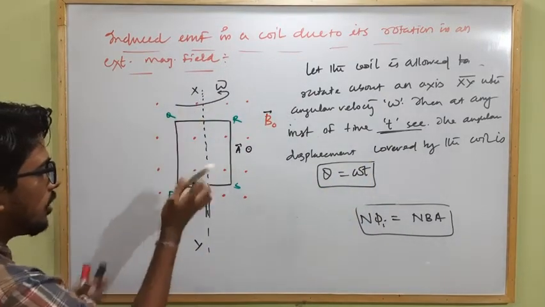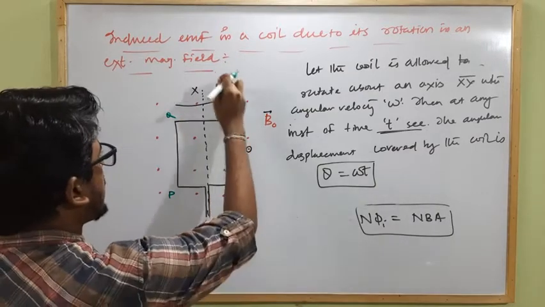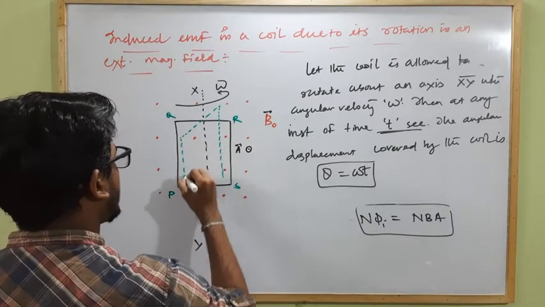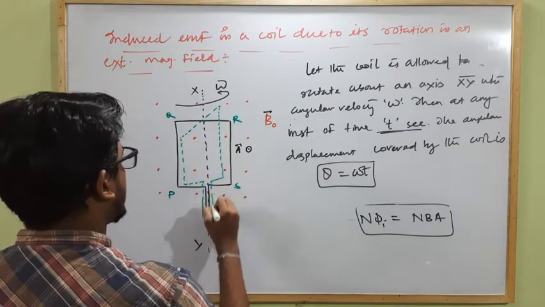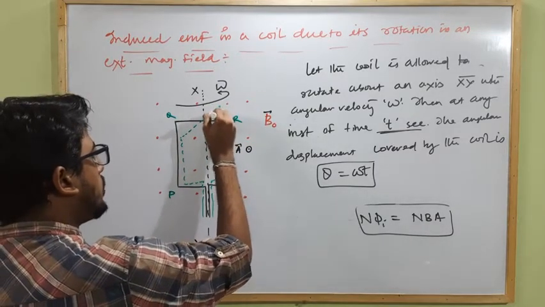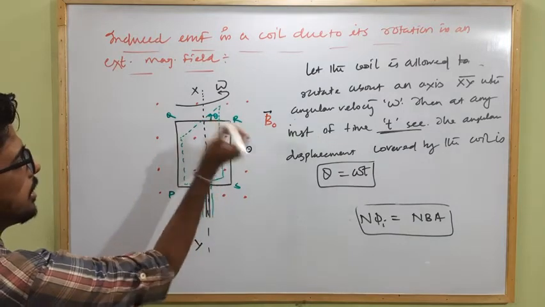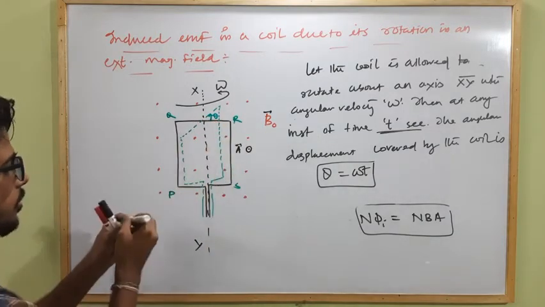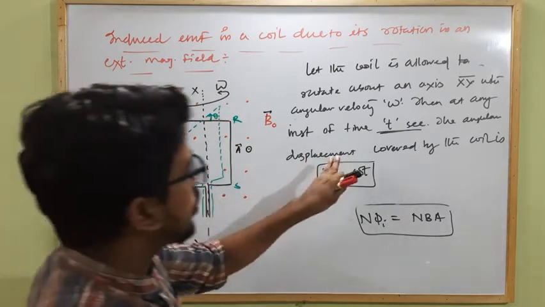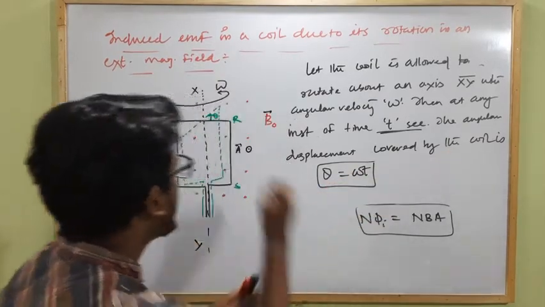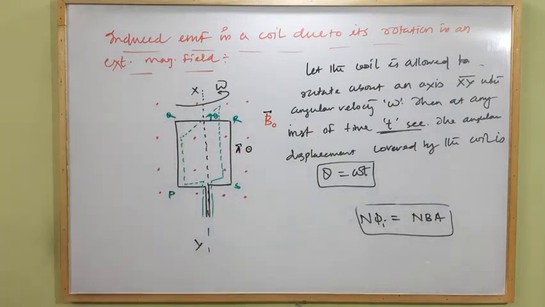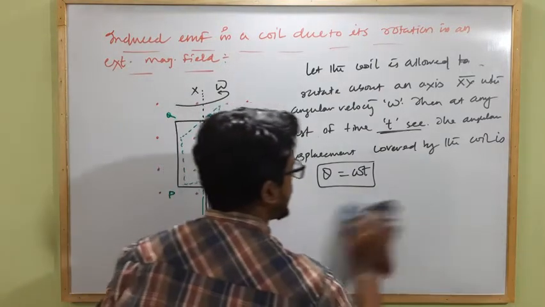So initially the coil is like this. After t second, as it is rotating anti-clockwise, the coil position will be like this. And this angle rotated by the coil will be theta. And now the area vector will be along this direction, perpendicular to the coil. So initially it is like this. Now the area vector will be along this direction. Clear? As the coil rotated by an angle omega t, the area vector is also rotated by an angle omega t. Clear? So what will be the value of flux linked with the coil?